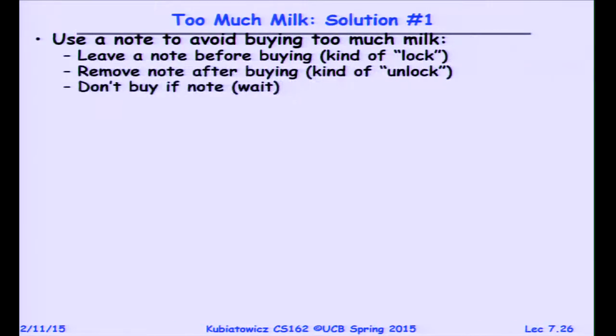And here's our first solution. Ready? We're going to use a note. It's kind of a lock, right? I'm going to put a note on the refrigerator, saying hi, I'm out buying milk. And we're going to remove the note after we buy. It's kind of like an unlock. And if there's a note there, just wait. Everybody with me? Sound good?